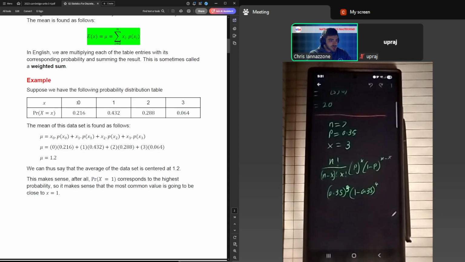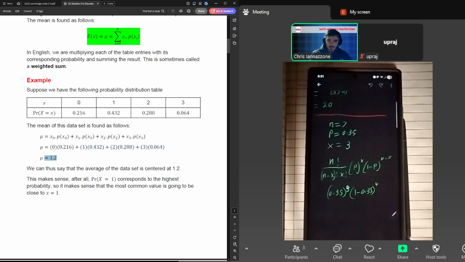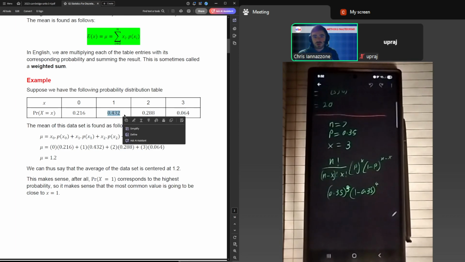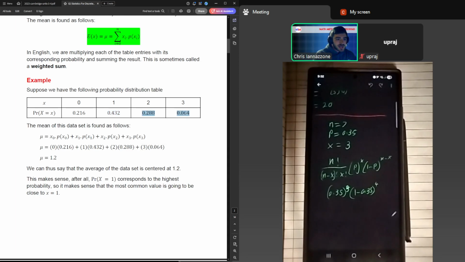The way you calculate it is by going column by column. You multiply the results in each of the columns, and then you add everything together. So that would look like 0 times 0.216, 1 times 0.432, 2 times 0.288, and then 3 times 0.064. Then you're just going to add all those together, thus getting you the mean. The fact that the mean is 1.2 tells you that the average result is 1.2, slightly skewed right of 1, which should make sense given that most of the probability is located at x equals 1, and a decent chunk of it is slightly to the right of it.